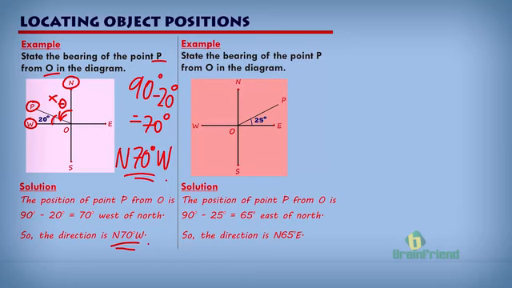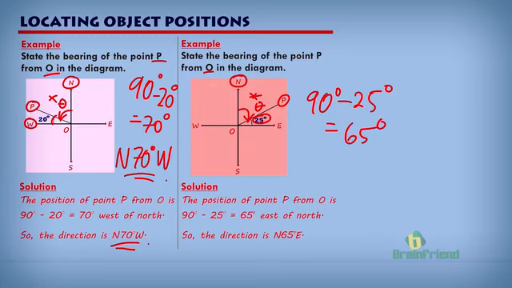State the bearing of the point P from O in the diagram. Again, our quadrant is at that point where N is also in charge. We take our measurement from N down to our point P. That angle is unknown. The known angle there is 25 degrees. Therefore, our unknown will be the total angle in a quadrant, which is 90 degrees minus 25 degrees. And that gives us what? 65 degrees. It is located in between the east and the north, and therefore we write that as north 65 degrees east. And that's our answer.